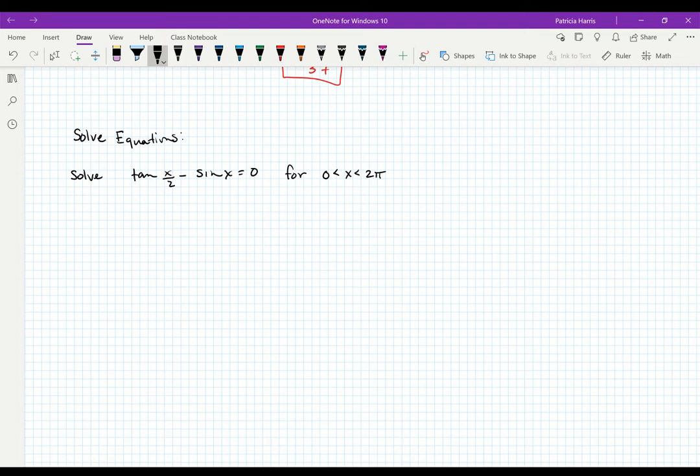Okay, so I'm going to use the version of tangent with cosine on the top. So I'm just going to do a little replacing. And you could replace with whichever one you want. I just chose this one. Okay, so now I am going to add sine to both sides. So I get something that looks like this.